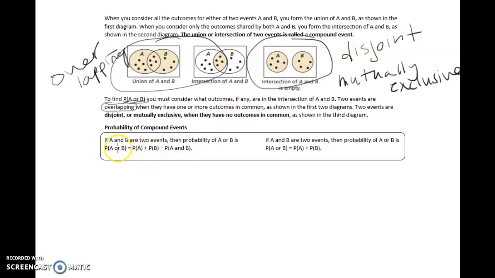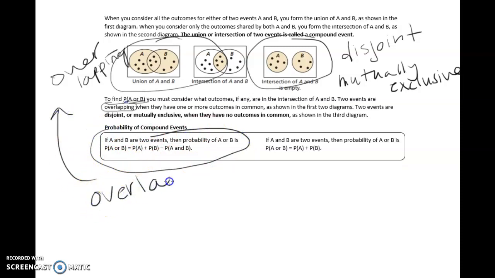So if A and B are two events, then the probability of A or B is written as P of A or B is the probability of A plus the probability of B minus the probability of A and B. We're going to use this rule right here when our events are overlapping, because there's some middle part here where A and B is true, and we would be counting that twice. We don't want to, so we're going to subtract it out.